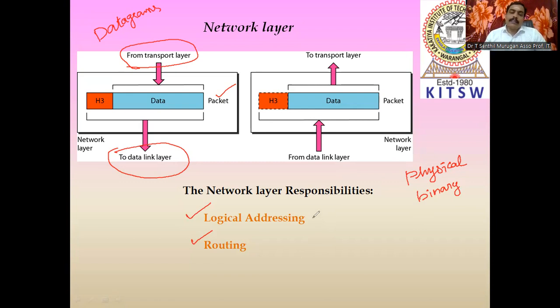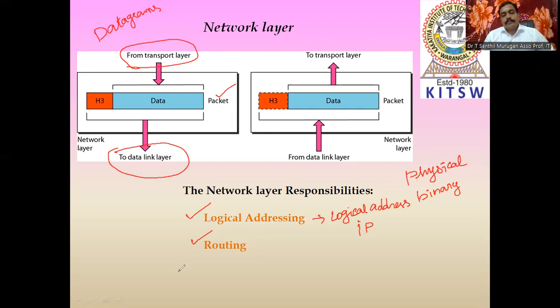But what is a logical address? When the device is connected to the internet, we need some address. That address is the logical address, which we can also call the IP address. IP stands for Internet Protocol. Whenever we are using the internet, the Internet Protocol address is used in the network layer. That is logical addressing. The administrator assigns the address to the system, and only then will the system connect to the internet. That is logical addressing. What is routing?